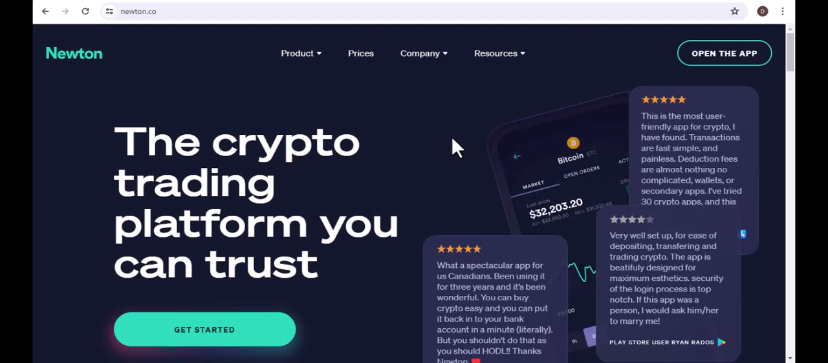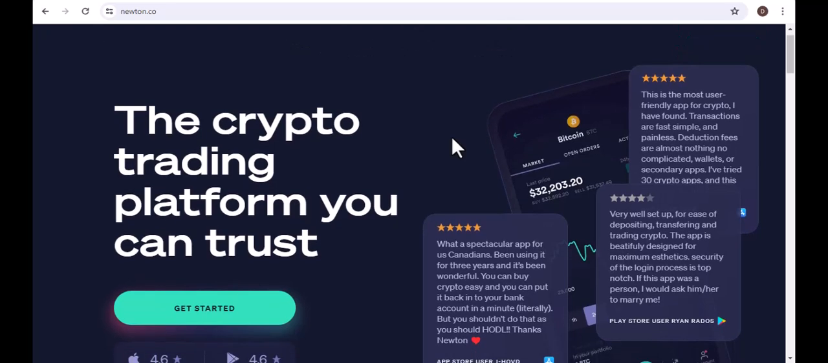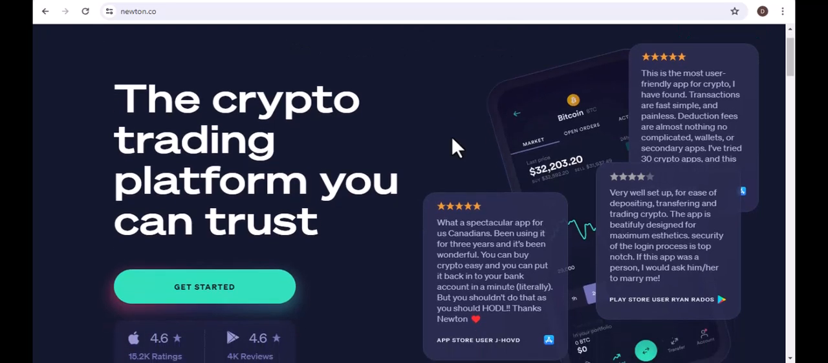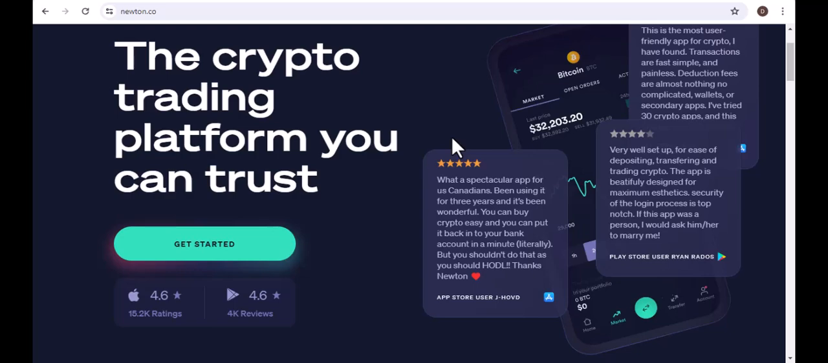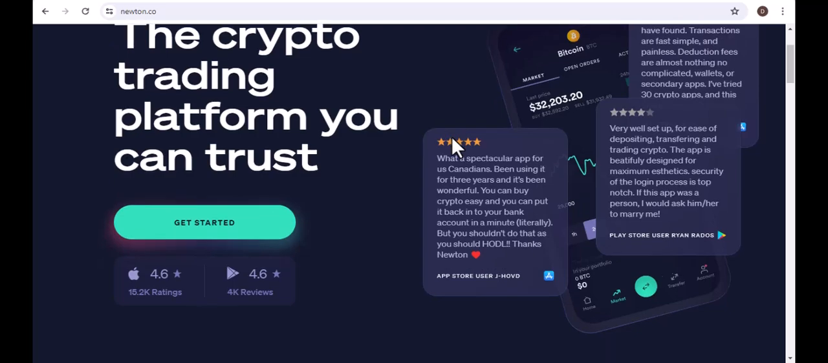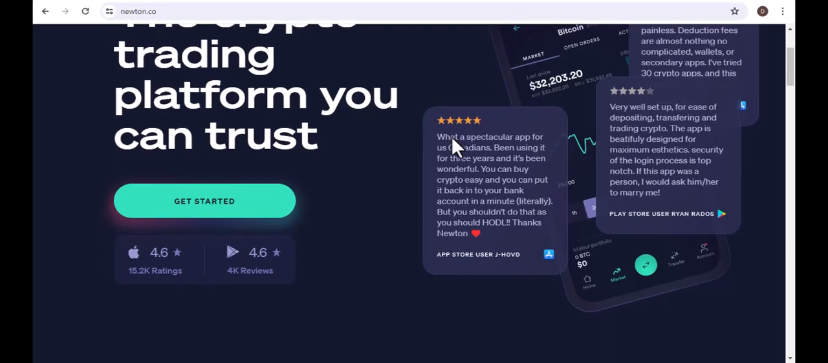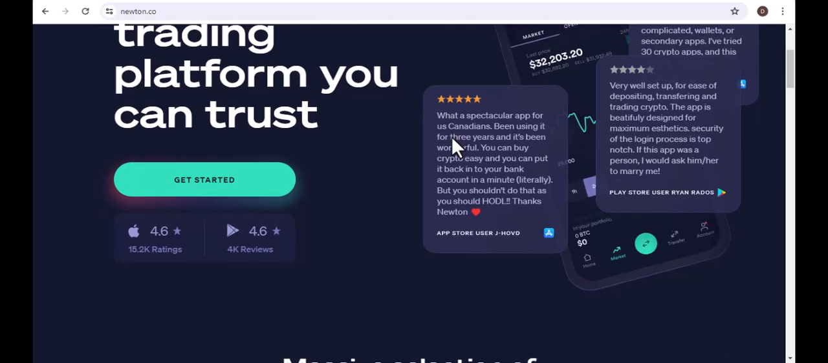Ever found yourself staring at your crypto portfolio on Newton, wishing you could just trade one coin for another without going through the hassle of selling for fiat and then buying again? You're not alone. That simple desire to seamlessly swap digital assets is something many crypto users crave. So, let's dive straight into the big question: can you actually swap coins directly on Newton?